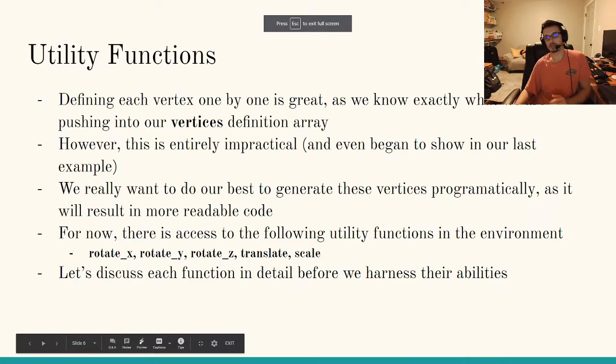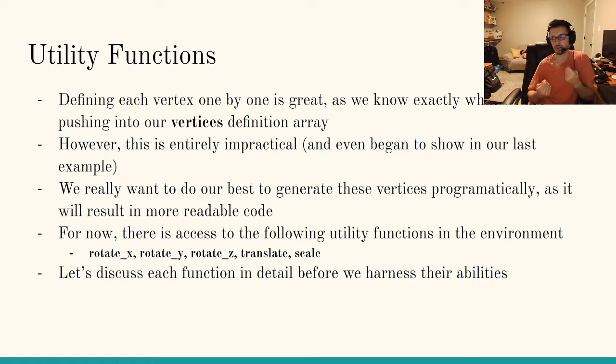Okay. So the utility functions are designed to help you modify your vertices in a nice way. What we just did back there is a little bit impractical. We had to write 36 lines of code to push 36 vertices into the vertices array, which isn't exactly ideal, and we want to be able to do this programmatically. So the functions that I've provided out of the box with this tool are rotateX, rotateY, rotateZ, translate, and scale, and these will all help us achieve that goal.